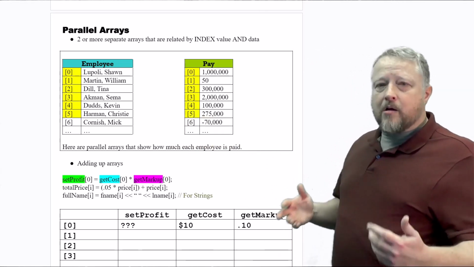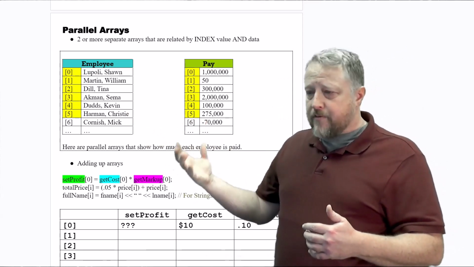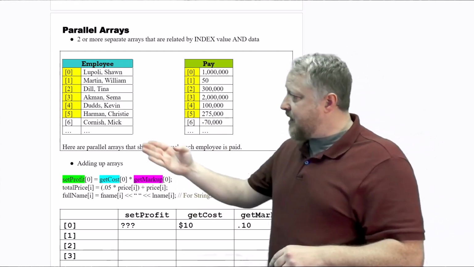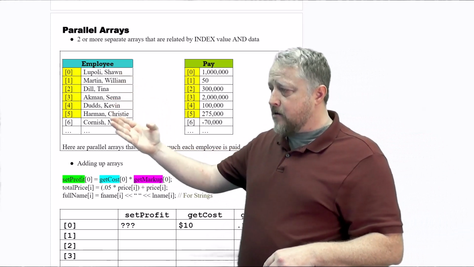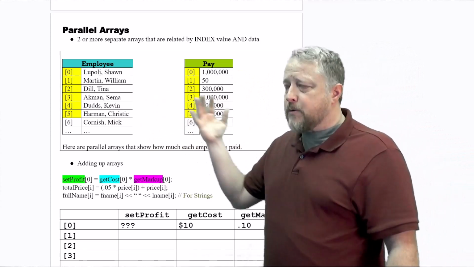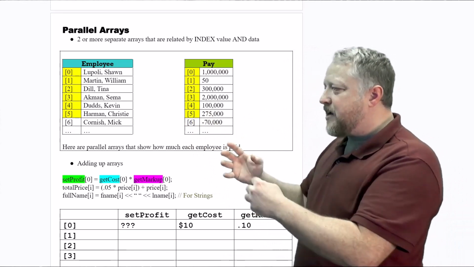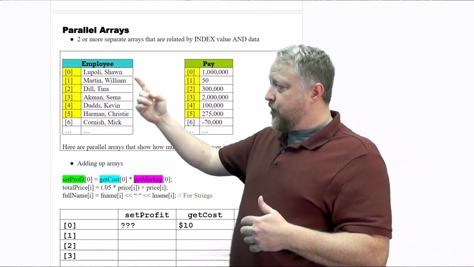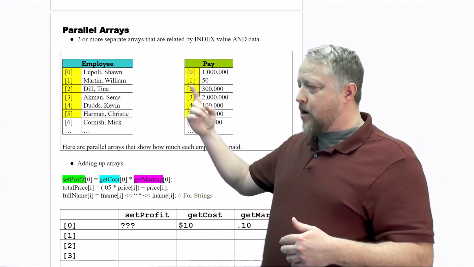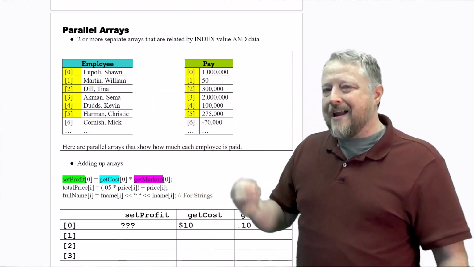That's exactly what parallel arrays are. They literally are parallel to one another. They have the same number of indices. They have the same number of values. Now, that doesn't mean they have the same values. This one is a string. These, I'm going to say that's an integer. Okay? So the data types between the two arrays do not need to be the same, but there is a definite connection by index number. You know how much I'm making. I wish. You know how much William Martin is making. You can tell because the index numbers are related in some fashion.